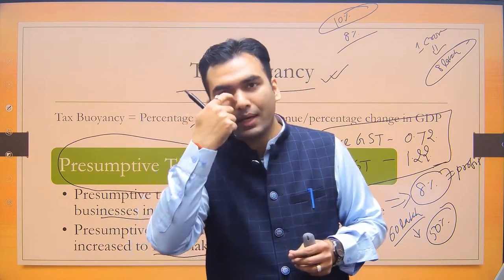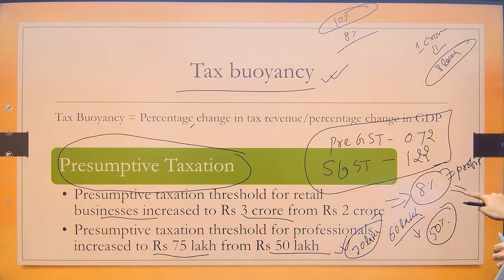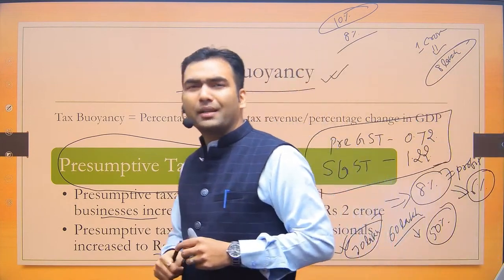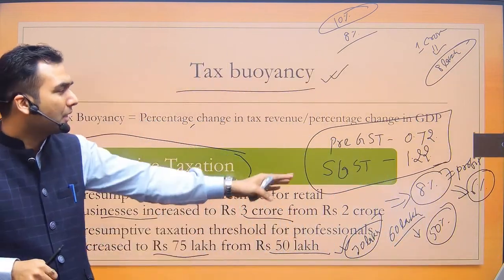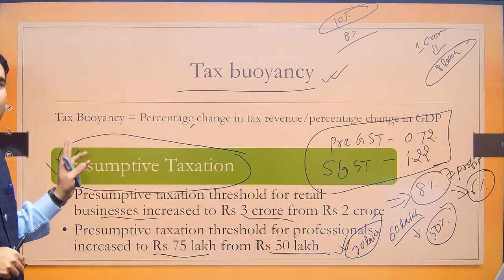Yes, Sima, you are right that if there is a digital receipt, then this 8% reduces further to 6%. I mean, we are not preparing for income tax, na? So that's why I'm not going to that detail. That is not important. Even this 8% is not important. Important is this concept of presumptive taxation.